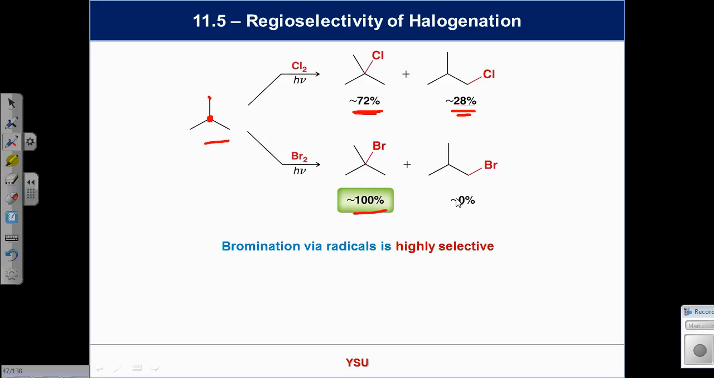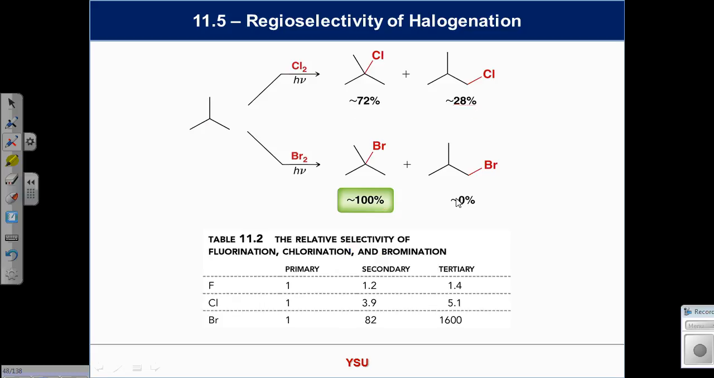Now, you've got to be able to explain that back. You've got to be able to explain why you get all of that. The tertiary transition state is much lower than the primary transition state because the radical character being developed is more stabilized in the tertiary system. So we can put some numbers to this. This is just from the textbook, looking at the relative selectivities.